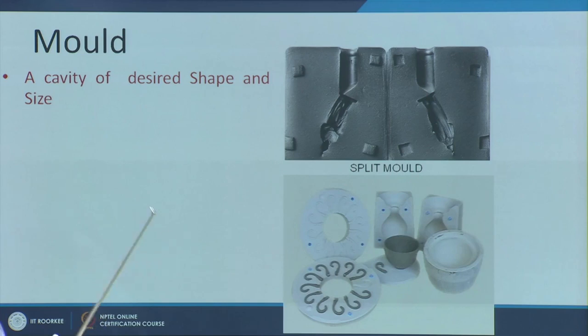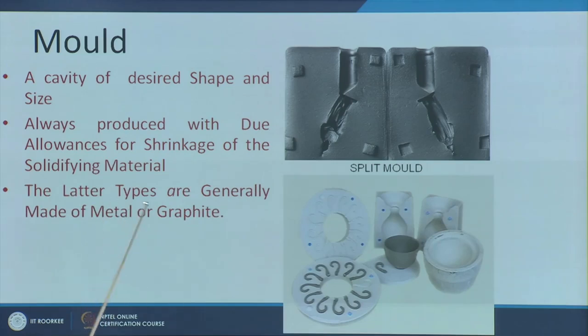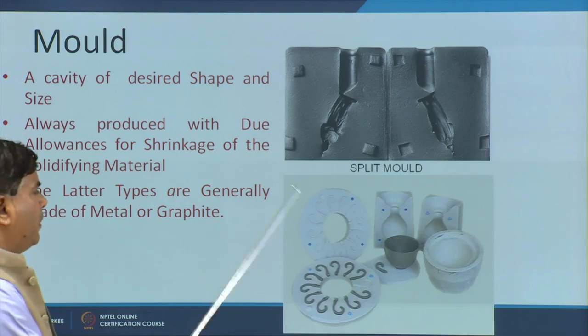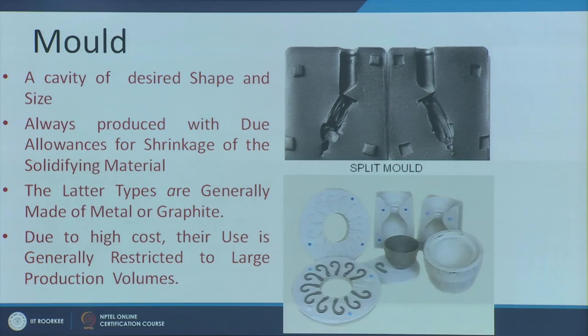So, mold is basically a cavity of the desired shape and size, always produced with due allowances for the shrinkage of the solidifying metal. The latter types, the permanent molds, are generally made of either metals or graphite, and due to their high cost their use is generally restricted to large production volumes.